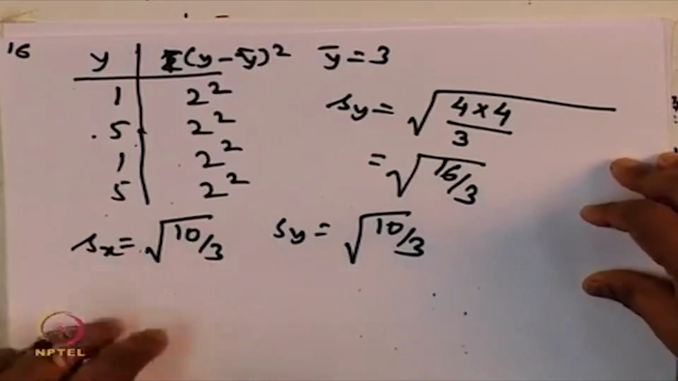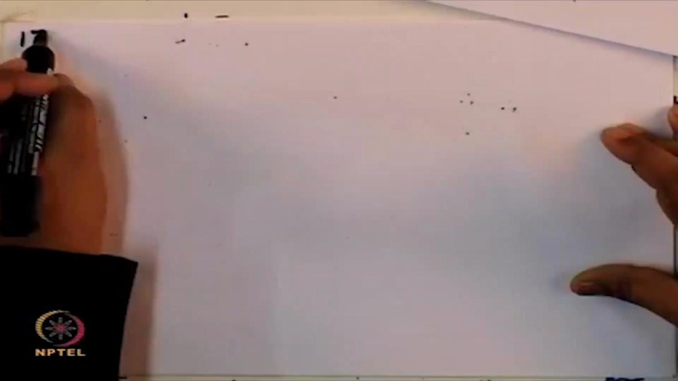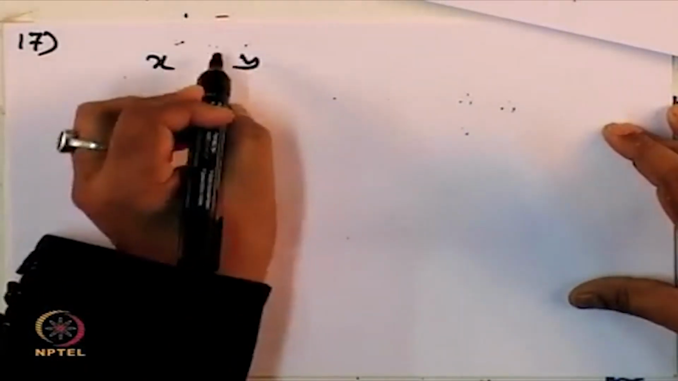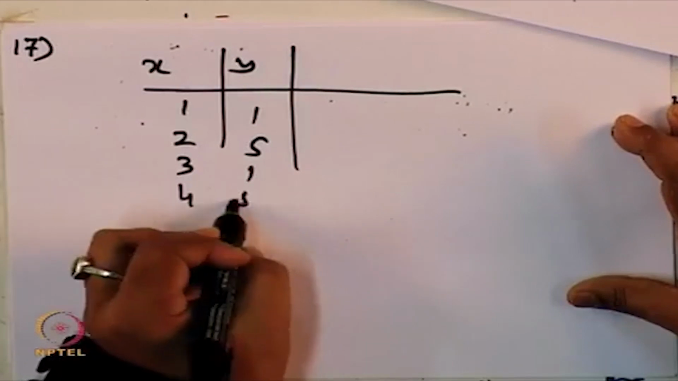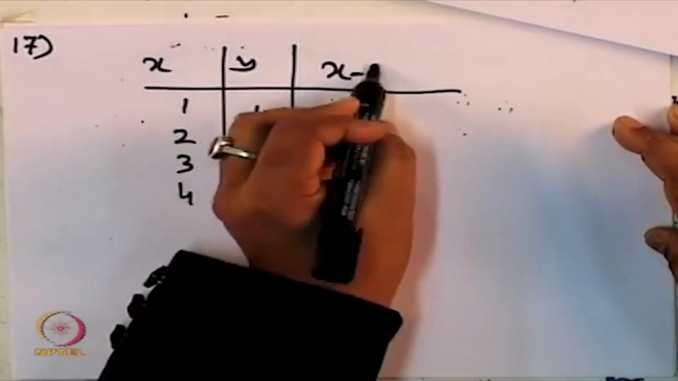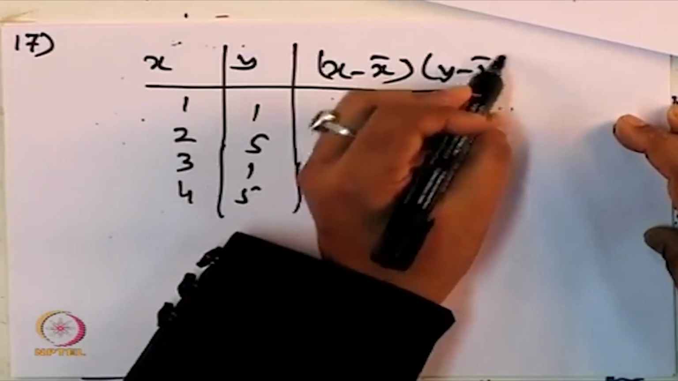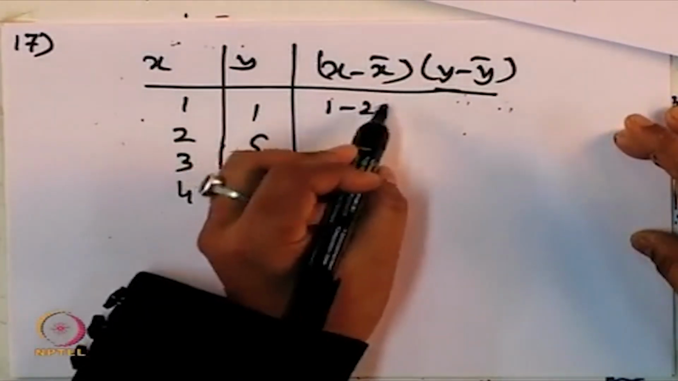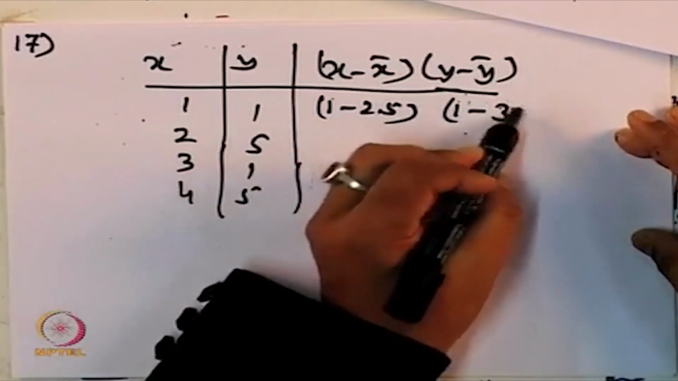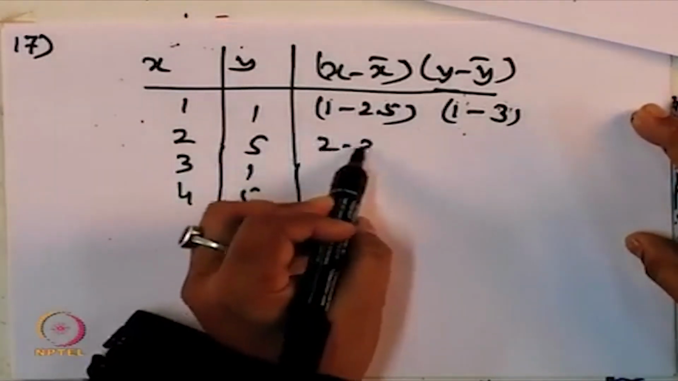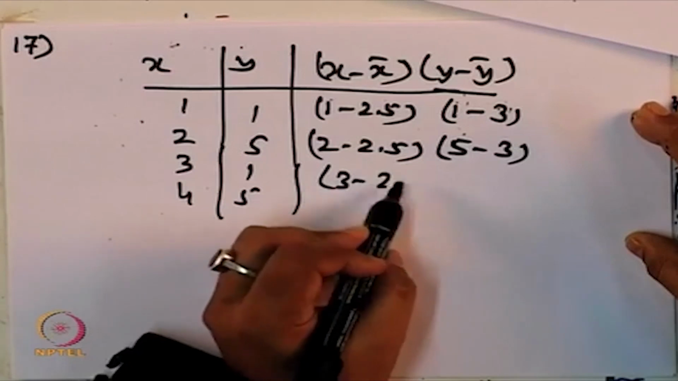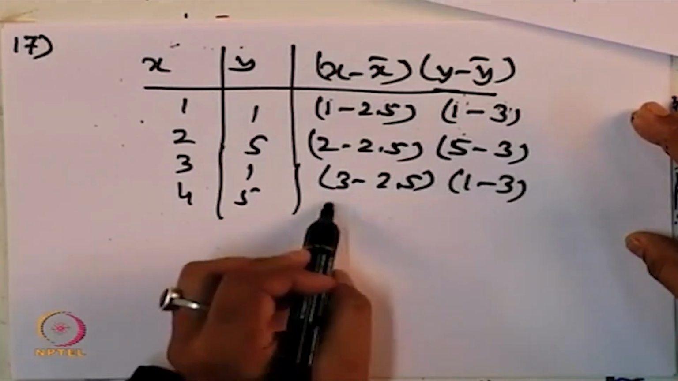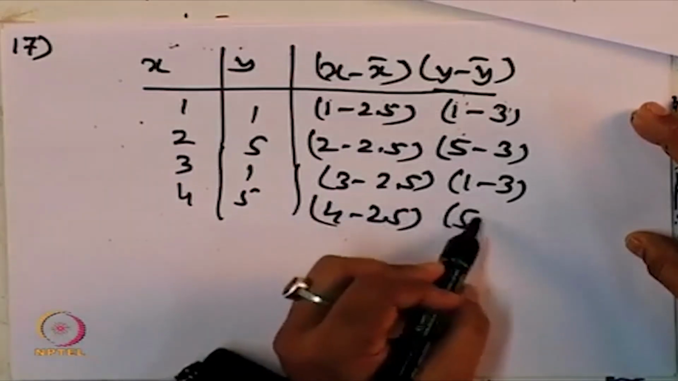Now we want to find out Sxy. Okay. So let us take another piece of page. Okay. So we have x, we have y, 1, 2, 3, 4 and 1, 5, 1, 5, and x bar. So 1 minus 2.5 into 1 minus 3, okay, 2 minus 2.5 into 5 minus 3, 3 minus 2.5 into 1 minus 3, 4 minus 2.5 into 5 minus 3.